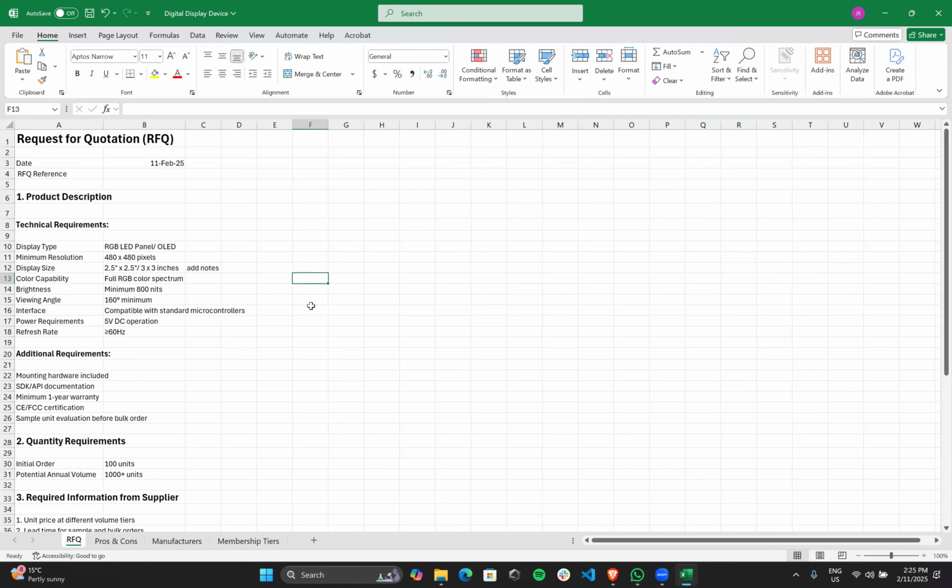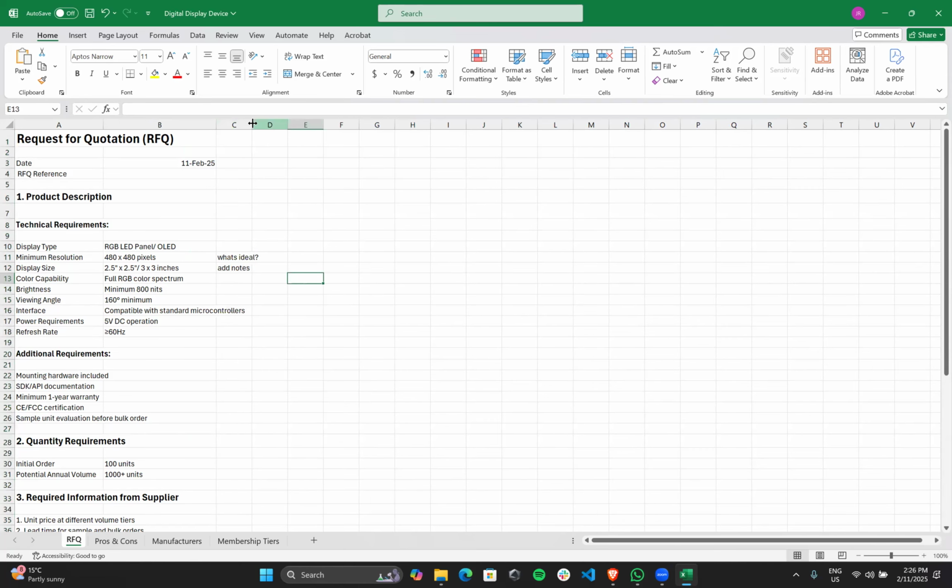Now, when you say minimum display resolution, why don't you say what the ideal display resolution is? And also, don't they go by, to a certain extent, DPI as well? What's the DPI in terms of how dense is it?